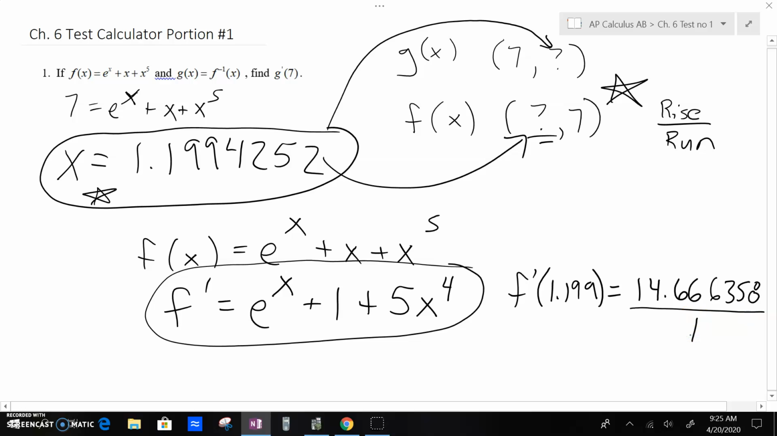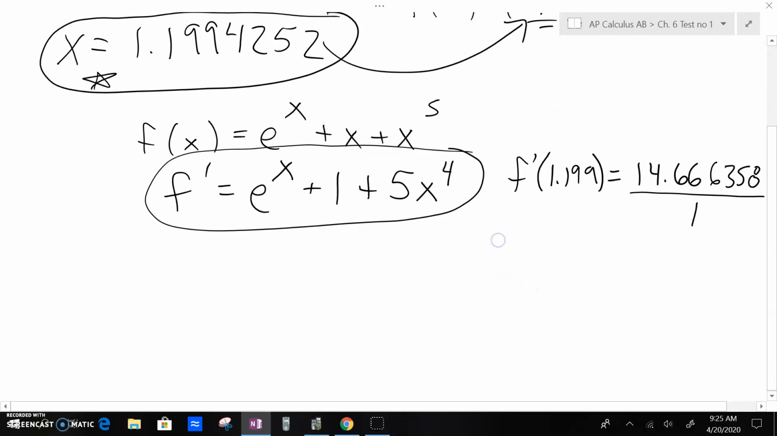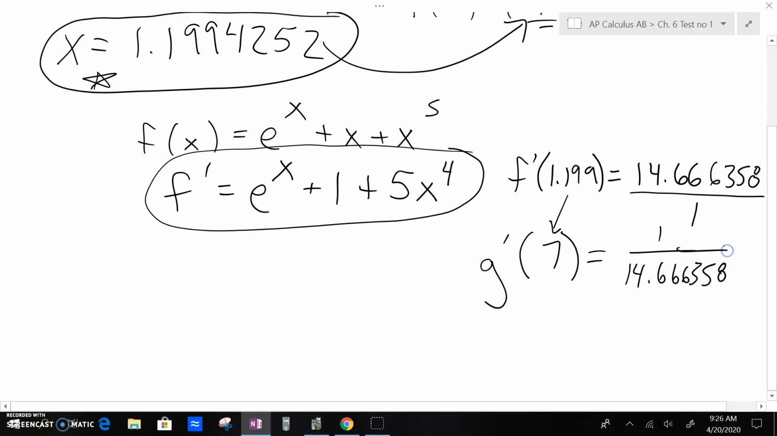On the inverse, we got to flip that. So just like you swapped the x and y values, you swap the positions of the rise and the run to get your answer. So the answer for the derivative of g evaluated at 7, and again, that changes because we're flip-flopping points, is this thing flip-flopped. So 14.66358, 1 over that.